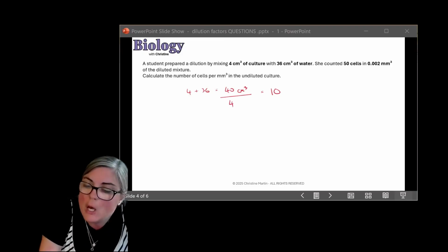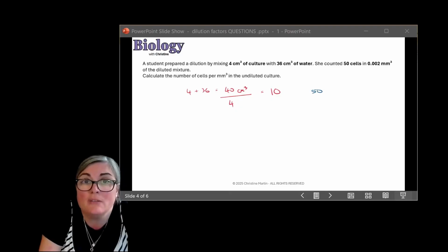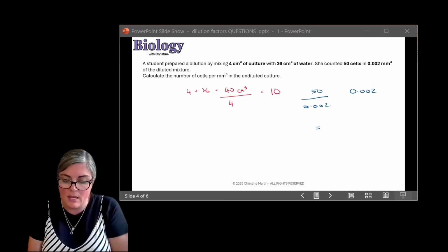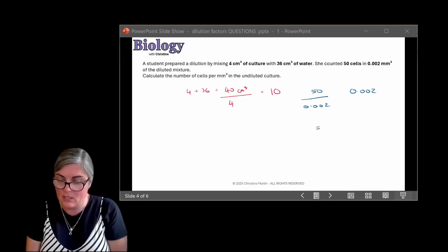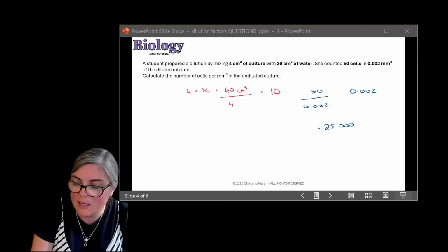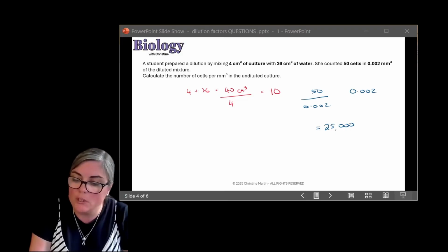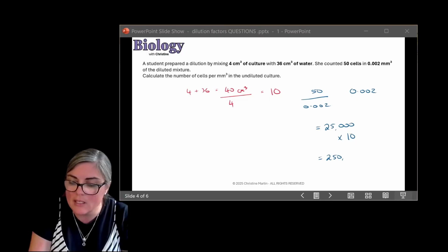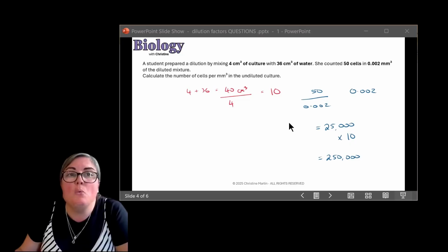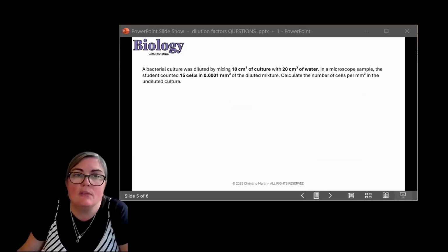Now what do I need to do? Well, now I need to take my 50 cells that they've told me were in 0.002. If I divide the 50 by 0.002, that will tell me how many are in 1 millimeter cubed. So 50 divided by 0.002 equals 25,000. And now I'm going to multiply that by my dilution factor. So therefore it is 250,000. Okay, let's do one more and just double check this and see if it works.